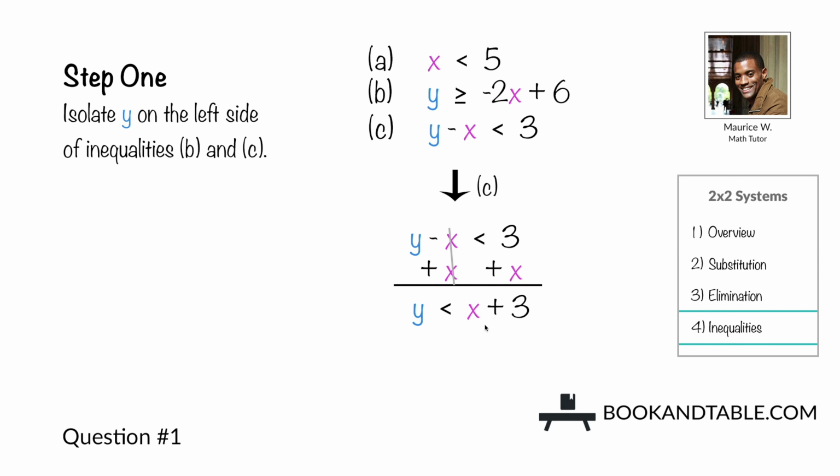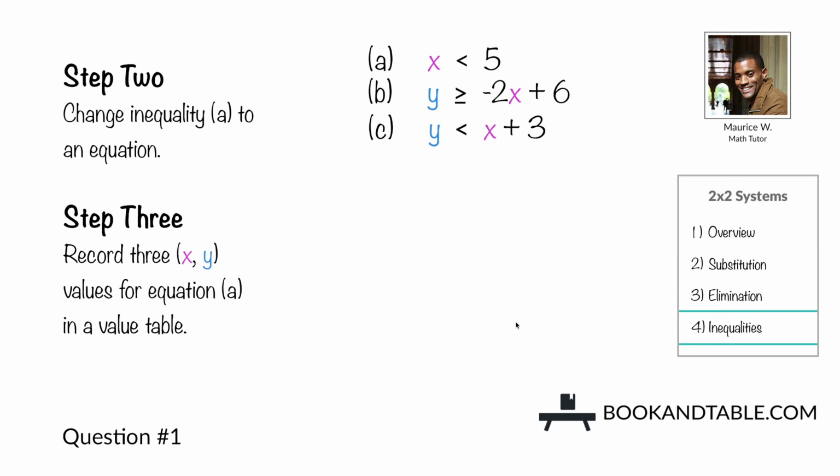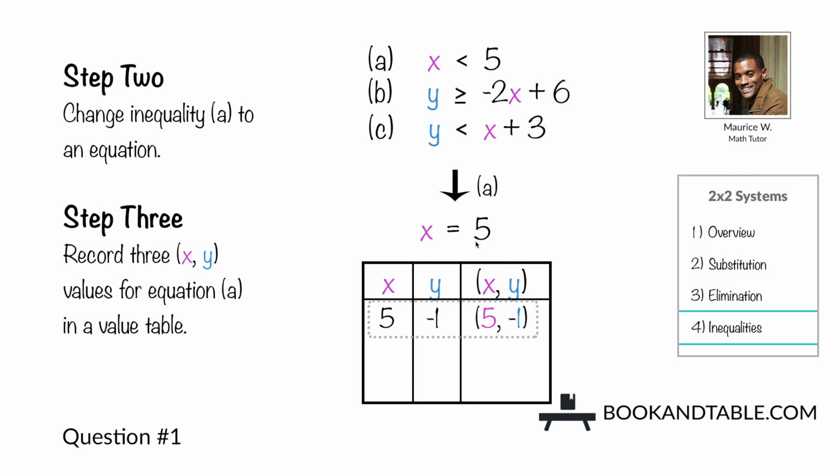So we'll write inequality C with this expression here. And now we want to create value tables for A, B, and C. So step 2, change inequality A to an equation. So that would be x is equal to 5. And now step 3, record 3 xy values for equation A in a value table.